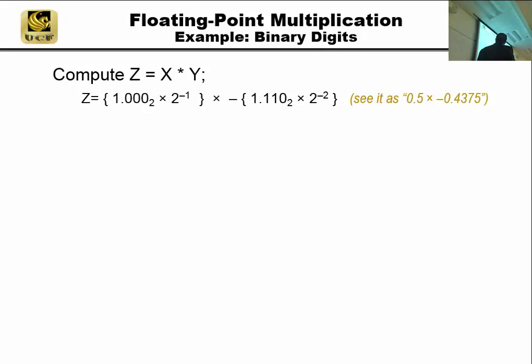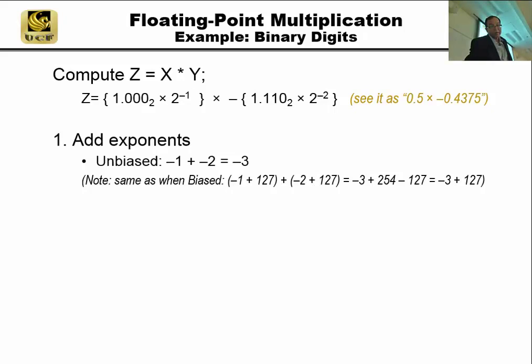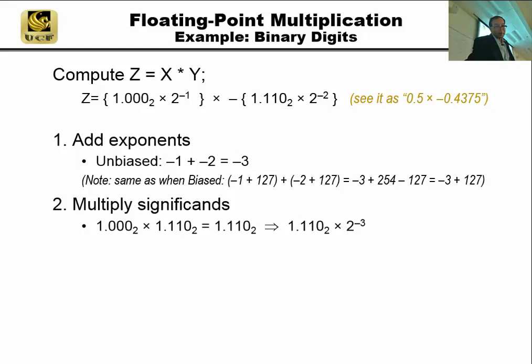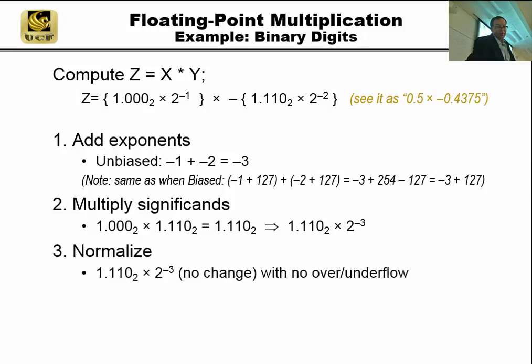See? And I want you to see it as a half of, it's a little bit crazy, but see it as a half times 4375. All right, we can get the product. So add your exponents, and then we're going to multiply the significands. That goes into a multiplier. Then we have to renormalize. In this case, it's already normalized, so we have a leading one. No change.